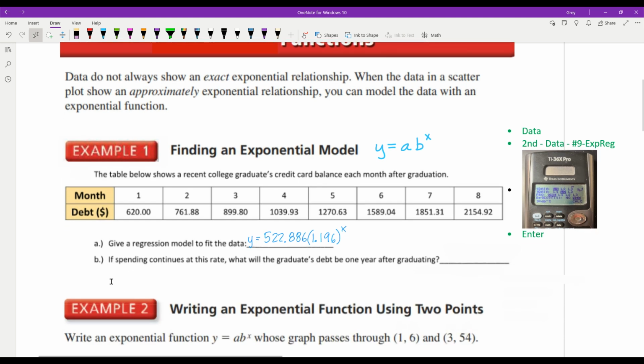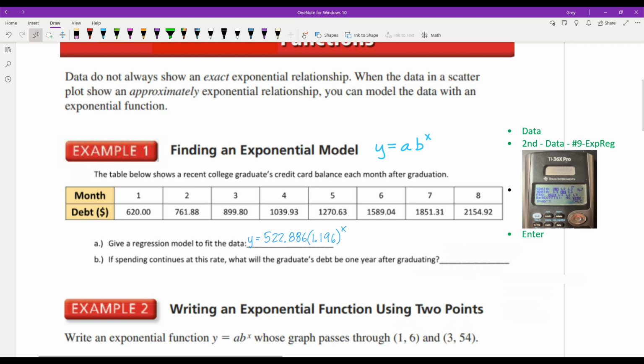Okay, next, if the spending continues at this rate, what will the graduate's debt be 1 year after graduating? Am I looking for x or y? I think y'all know if I'm looking for the debt, then I'm looking for the y value, which means I'm going to plug in for x. And x in this case, after 1 year, this is the number of months, so x will be 12.